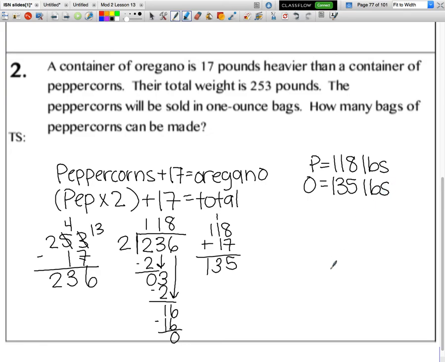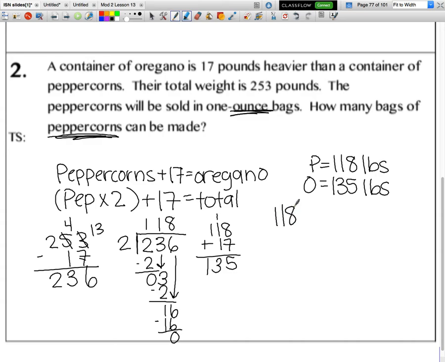But we're not done. Look back at our problem. The peppercorns will be sold in 1 ounce bags. How many bags of peppercorns can be made? Here's the problem. This is in pounds, but it wants our answer in ounces. So we've got to convert. We've got to convert the peppercorns only. I only care about peppercorns. So I'm going to take peppercorns, which is 118, and we're going to convert it to ounces.